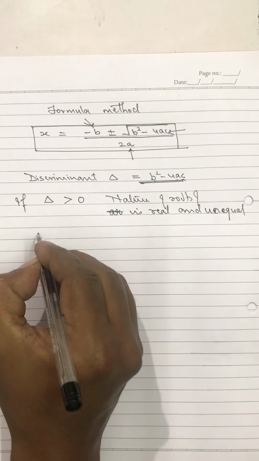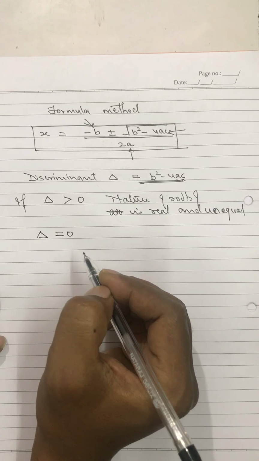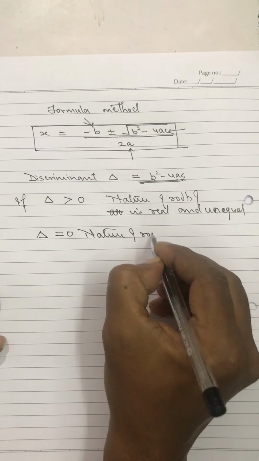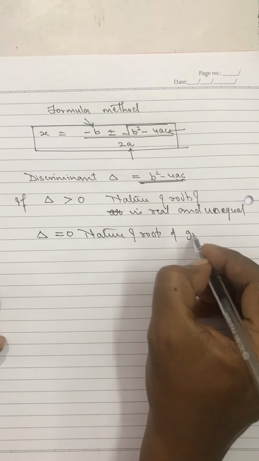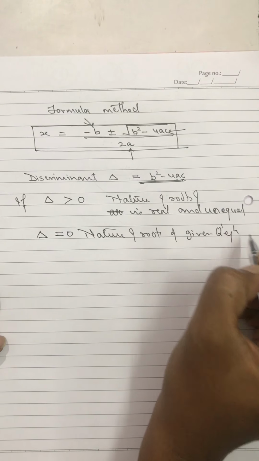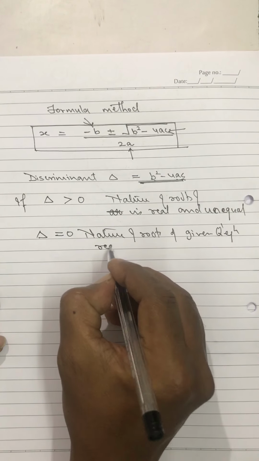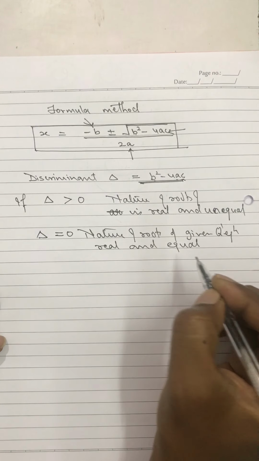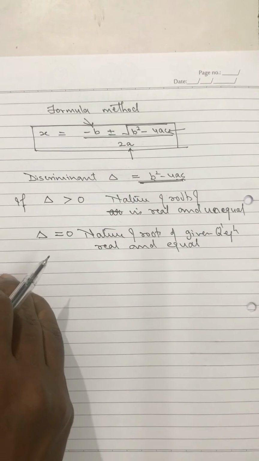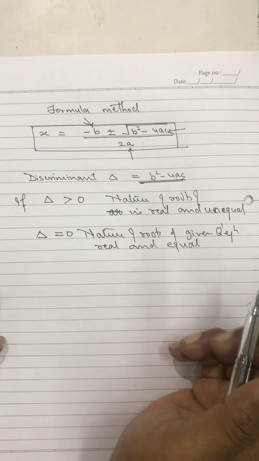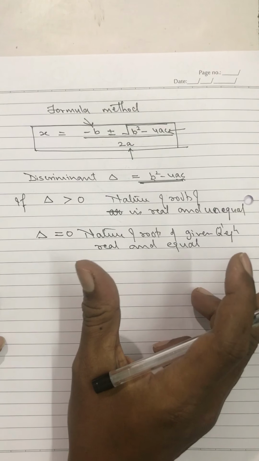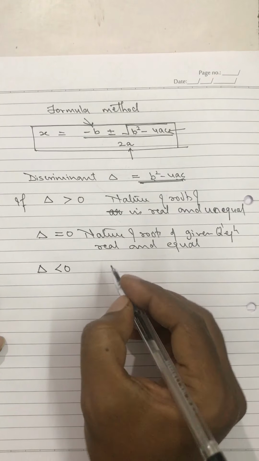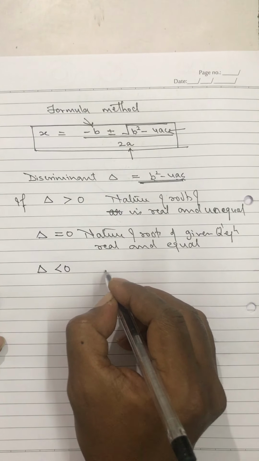And if the discriminant is exactly equal to 0, then what is the nature of roots of the given quadratic equation? The roots will definitely be real, they will exist, and they will be equal. Two roots will be there, and both will have the same value. And if the discriminant is less than 0, means a negative number, then the roots don't exist.